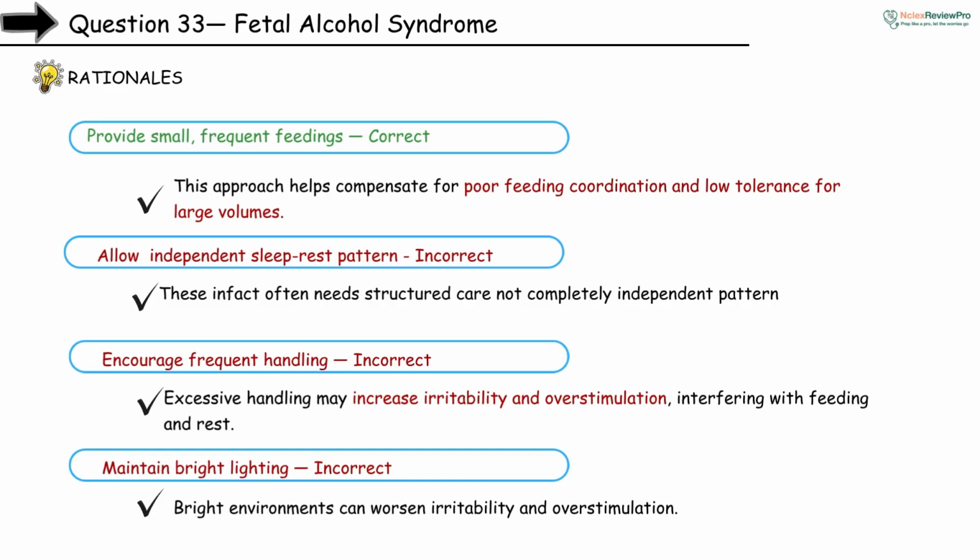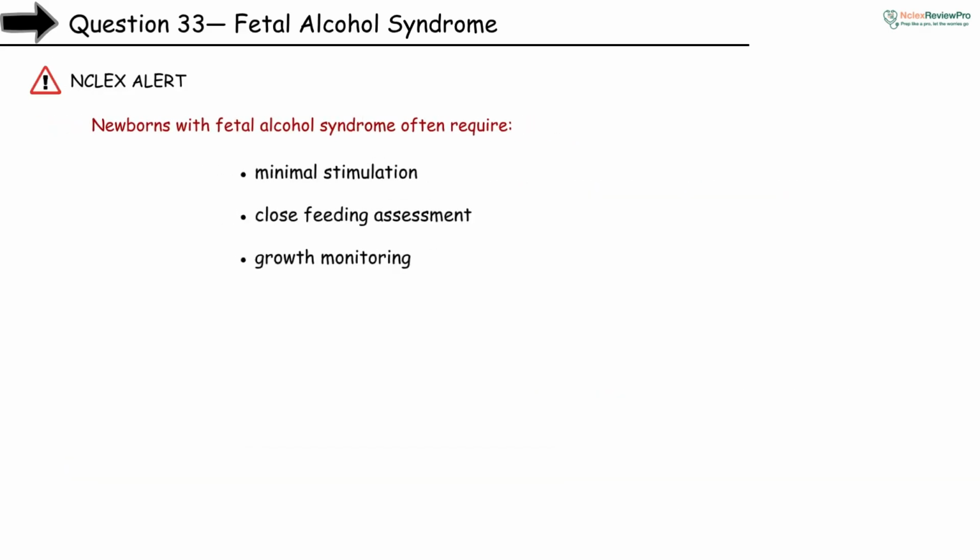Now let's look at the incorrect options. Allow independent sleep-rest pattern. These infants often need structured care, not completely independent patterns. Encourage frequent handling and stimulation. Incorrect. Too much stimulation increases irritability and worsens feeding. Maintain bright lighting. Incorrect. Bright environments can overstimulate the newborn. Here's your NCLEX alert. For fetal alcohol syndrome, think low stimulation, feeding support, growth monitoring.